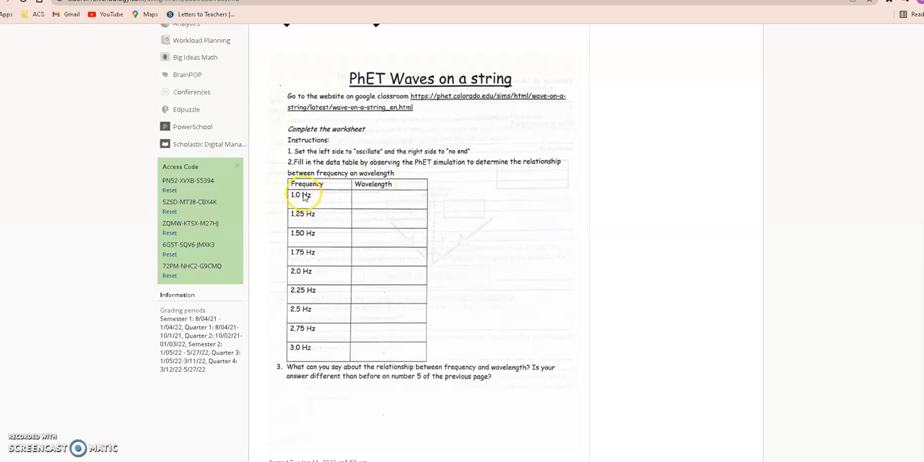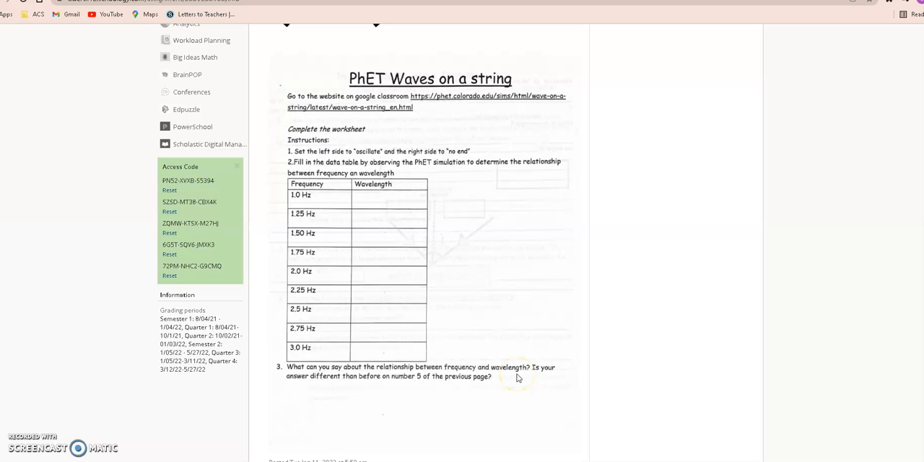Okay, so notice the frequency is slowly getting higher. 1, 1.25, 1.5, 1.75. It's going up, up, up, up, up. So down here on number 3, when it says, what can you say? This is the only part I wanted you to answer, the very first question. What can you say about the relationship between frequency and wavelength?